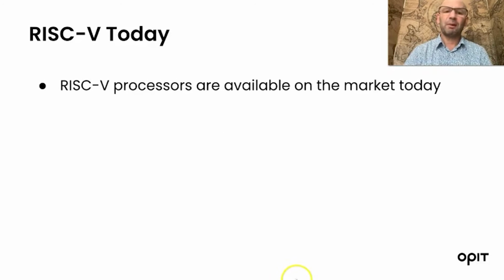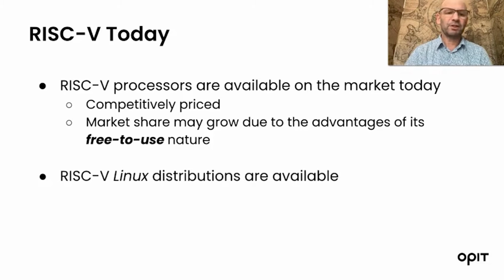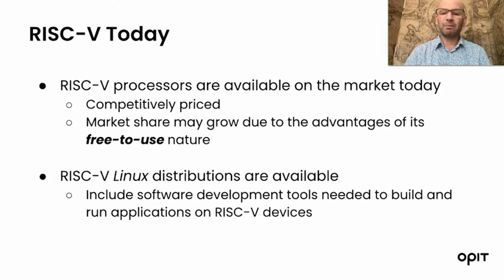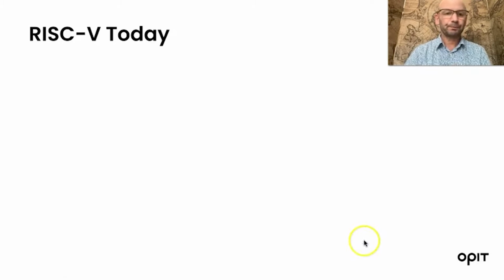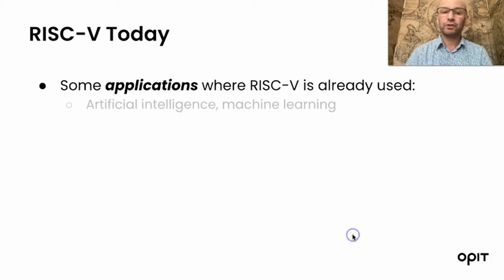So today RISC-V processors are available on the market, and they're in a lot of devices. They're comparatively priced. Market share may grow due to the advantage of its free-to-use nature, so anybody who's designing a device has access to that architecture. And RISC-V Linux distributions are available, and it includes software development tools needed to build and run applications on RISC-V devices. Some applications where we're seeing it, where RISC-V devices are actually being used.